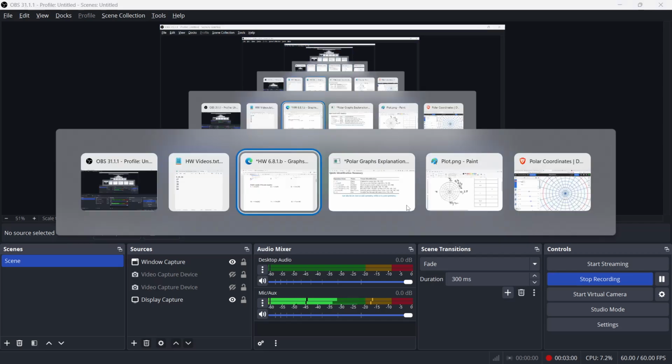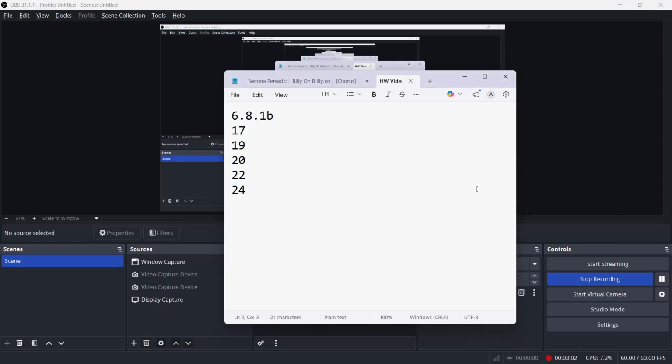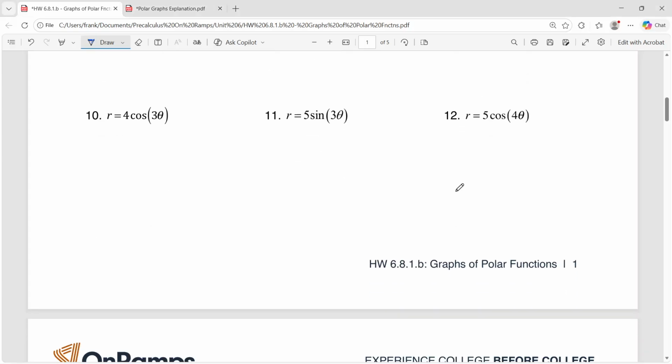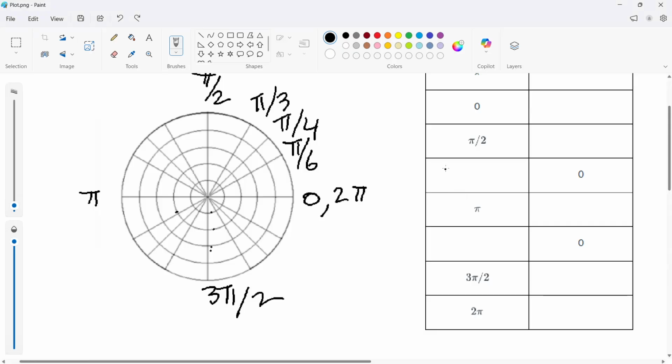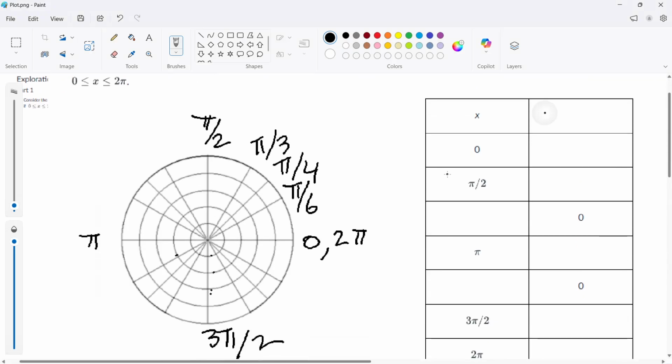Now I have a few more I have to do on this sheet. Let me look to see if I'm recording, which I am. I have to do number 17. 17, 1 plus 3 sine theta. So I'm going to go here, and I'm going to do 1 plus 3 sine theta. And I'm just going to graph a few points.